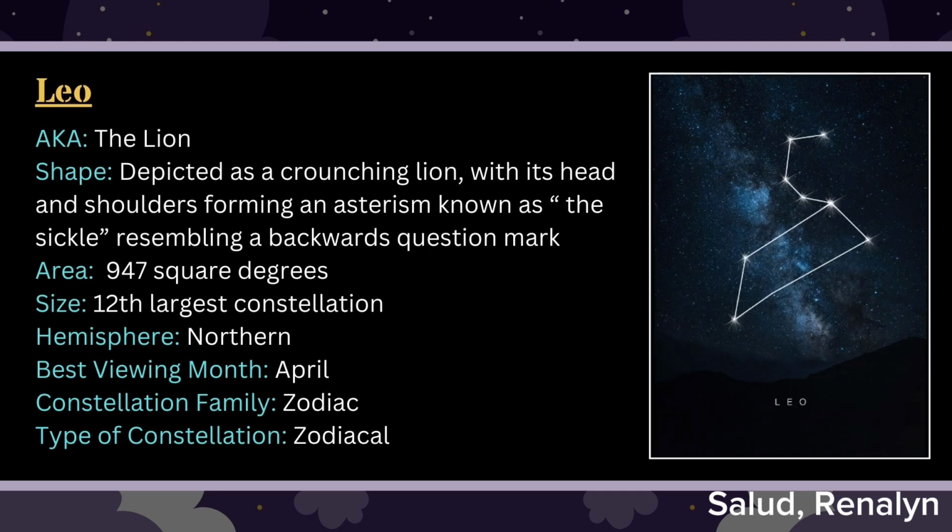Next is Leo or the lion, depicted as a crouching lion with its head and shoulders forming an asterism known as the sickle, resembling a backwards question mark, with 947 square degrees, 12th largest constellation found in the northern hemisphere. Also, to the ancient Greeks and Romans, the constellation represented the Nemean lion, whose best viewing month is April.